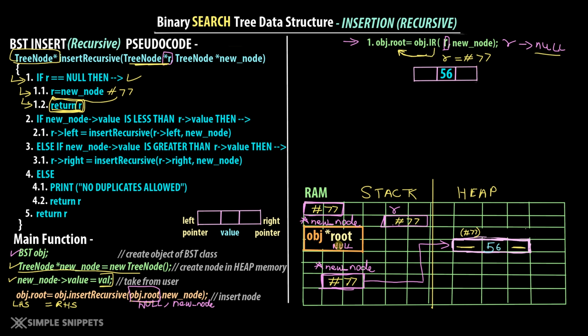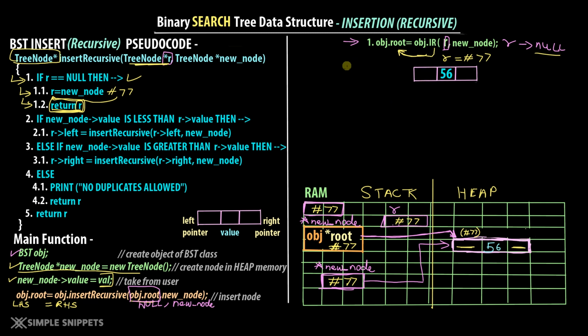Alright, so let's erase this and write #77 over here. Now once we do that, in the memory also, you can see that the root pointer inside the object has now started pointing to this node created in the heap memory. Correct? So our first value is basically inserted using this function. So far we've still not used the concept of recursion. That is because this was our very first node to be inserted into the binary search tree.